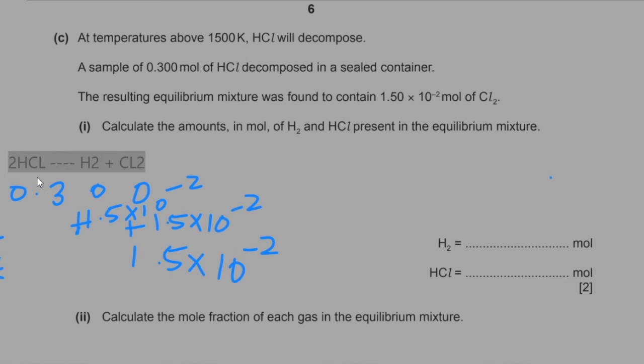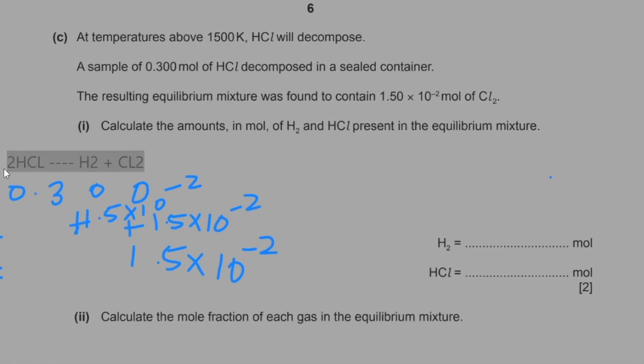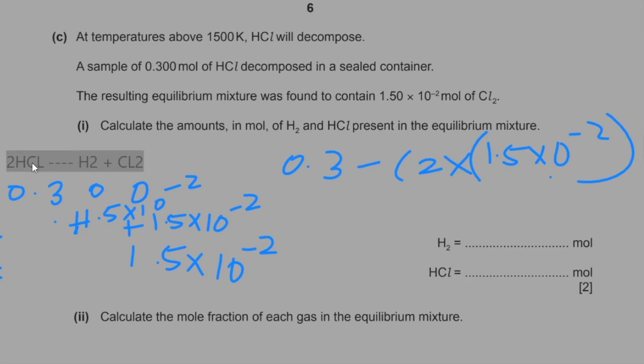Now coming to the reactant side, you are going to subtract, because the products formed are going to be using up the reactants that you started with. And now to subtract the value, you're going to multiply 1.5 times 10 to the power of negative 2 with 2 and subtract the answer from 0.3. I don't have much space around the table, so I'll write that down over here. So subtract from 0.3 the product of twice 1.5 times 10 to the power of negative 2, because for every 1 mole of hydrogen and chlorine that is formed, 2 moles of hydrogen chloride are used up, and that gives the answer as 0.27 mole. Now you have the molar amount of hydrogen and hydrogen chloride at equilibrium, so you can write that down.